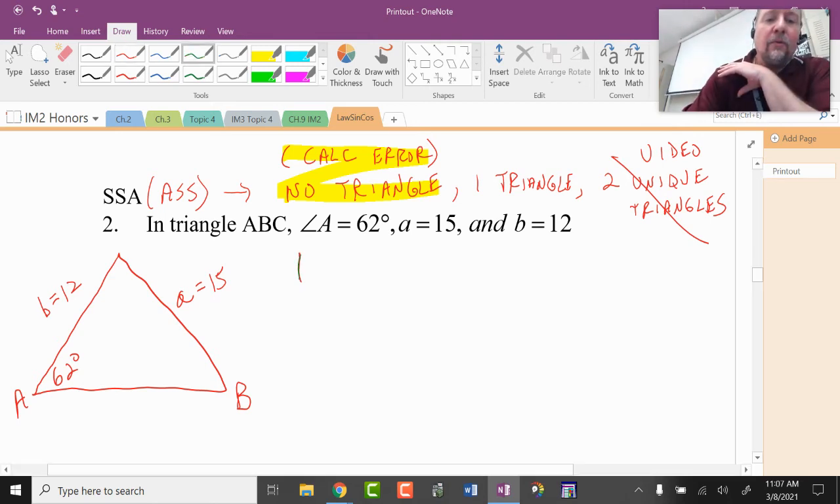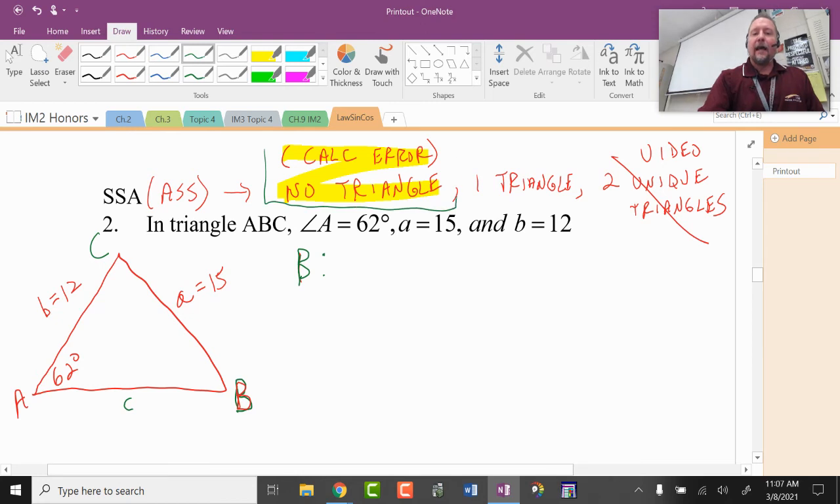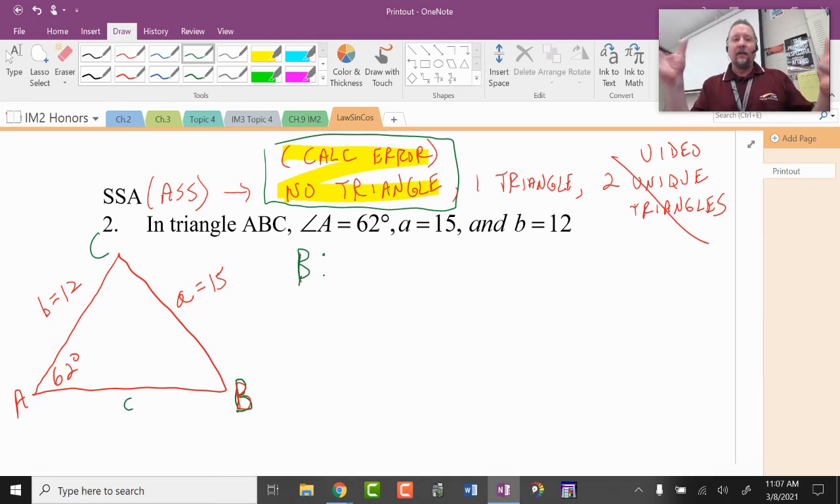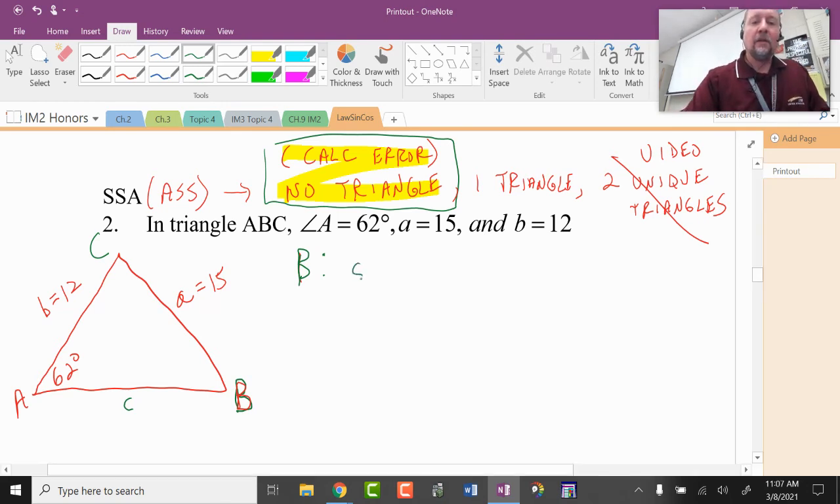I've been changing colors in the notes so that I know what I have to find. After B, I also have to find angle C, and then I also have to find side C. If I have no triangle, it's going to happen right now: your calculator error. That's the greatest thing. If you get an error, just double check your work and say, okay, they gave me bogus information, because ASS can be a problem. The lady will tell you why.